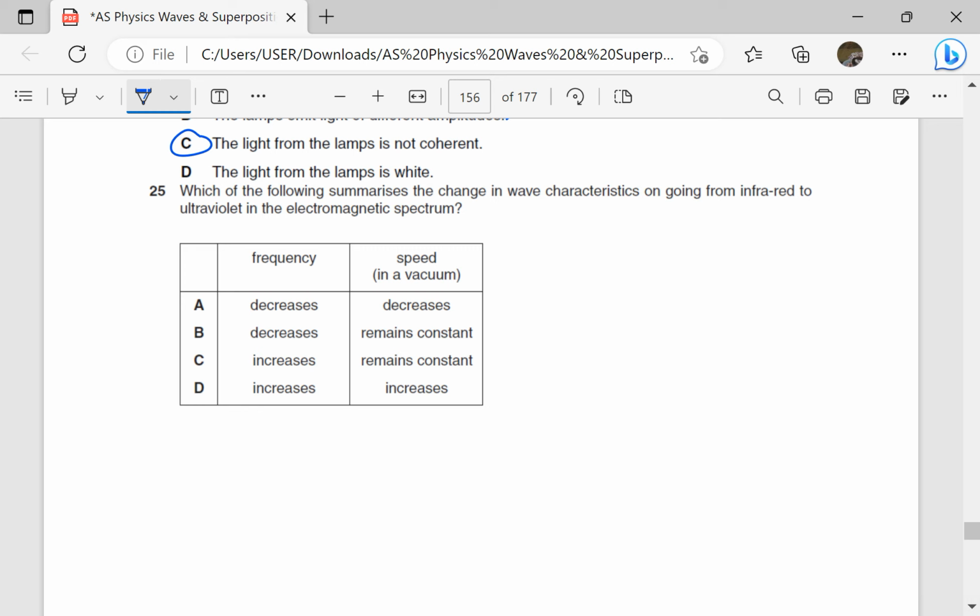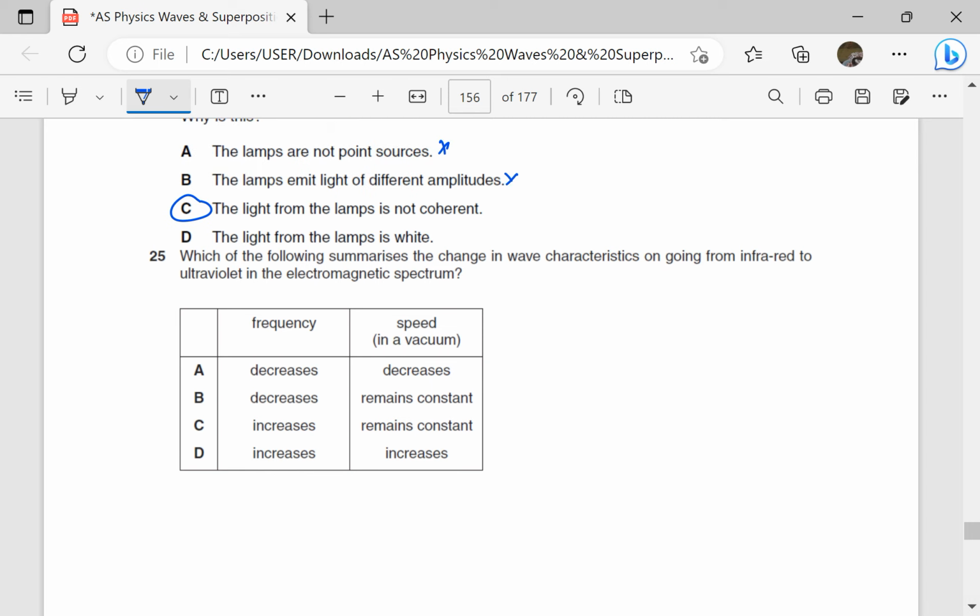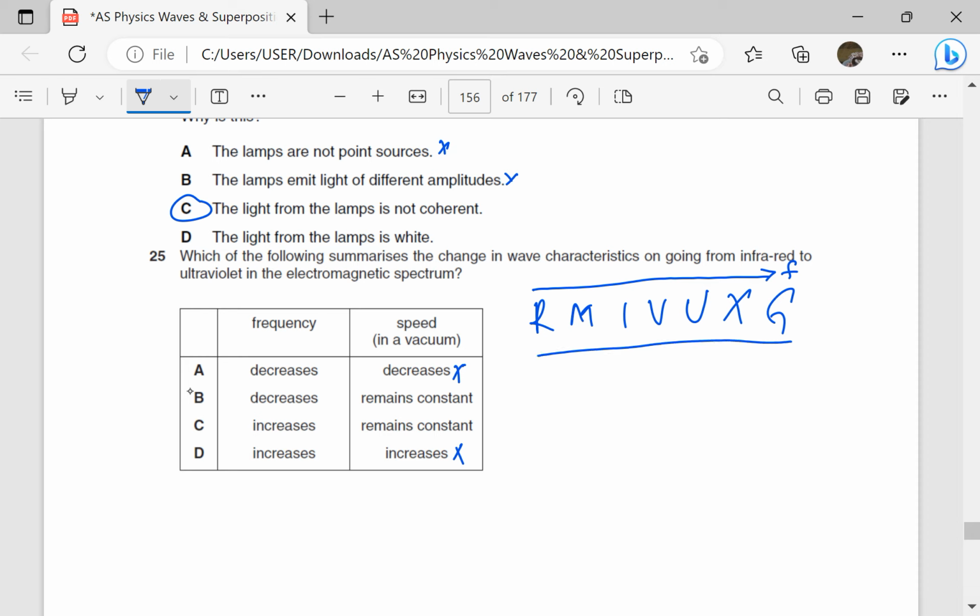Which of the following summarizes the change in wave characteristics on going from infrared to ultraviolet? So the speed does not change. This one is wrong. This one is wrong. From this side, what is increasing is frequency, and on this side, what is increasing is wavelength.